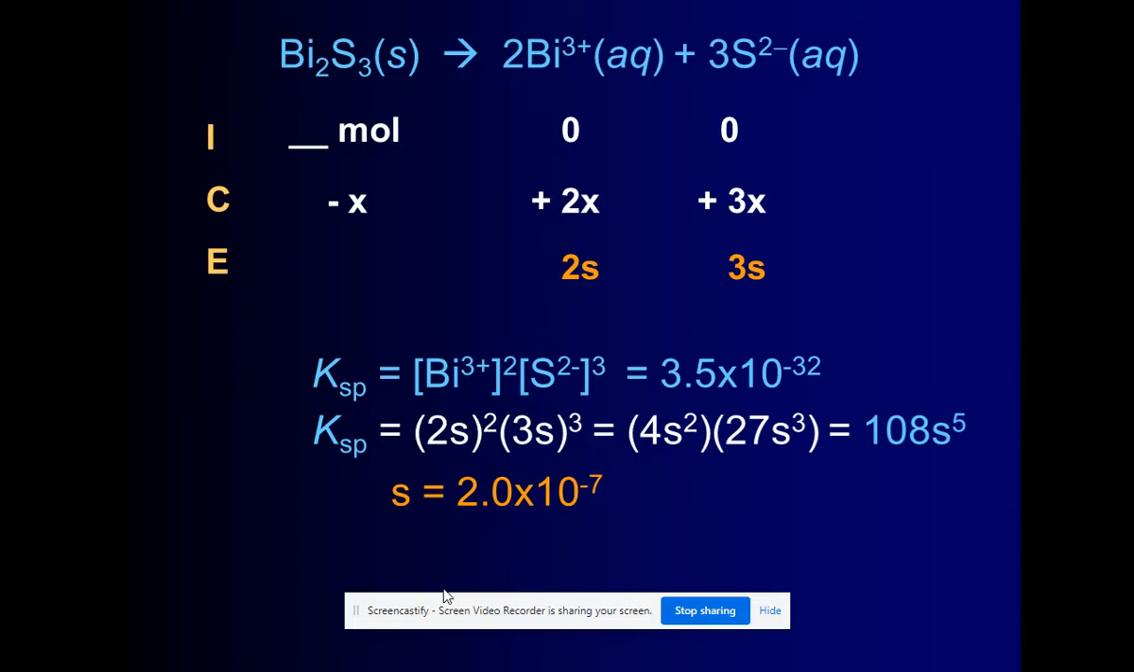Really small amount. Very, very little bismuth sulfide would need to dissolve before you would start seeing the precipitate form. So your insoluble solids are going to have very small Ksp values, while your more soluble solids are going to have very large Ksp values.